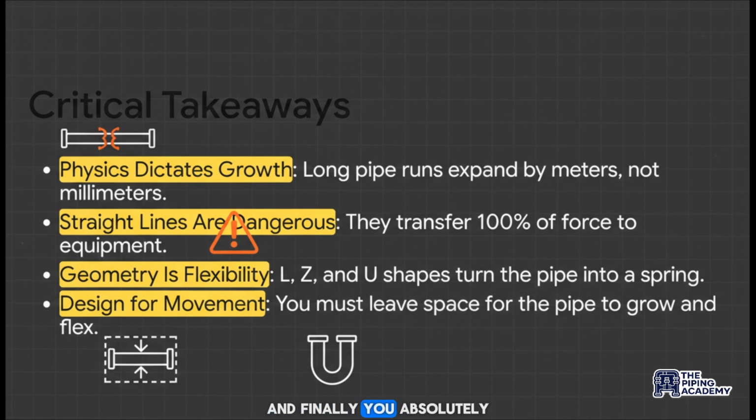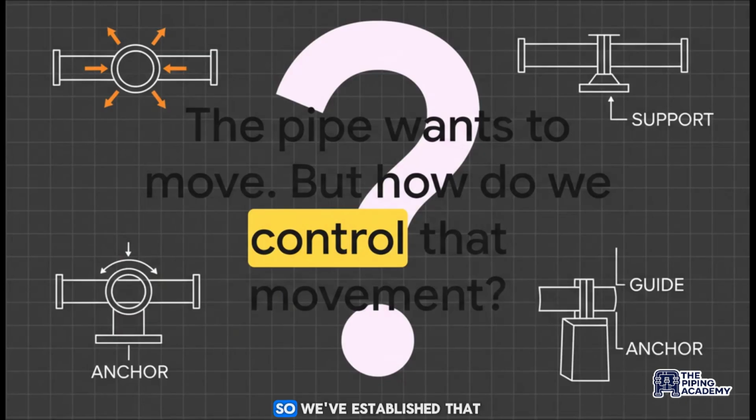And finally, you absolutely must design for movement. Leave space for the pipe to grow and flex. If you ignore this, it will fail. So we've established that the pipe needs to move. It wants to move. But we can't just let it move around randomly. We have to control and direct that movement precisely. And that is where hardware like anchors, guides, and supports come into the picture. And we'll cover exactly how those work in the next explainer.